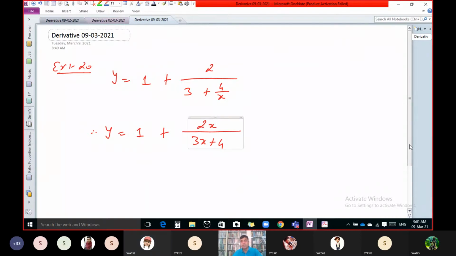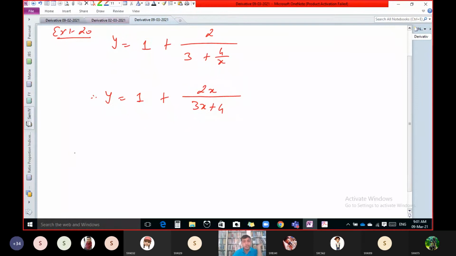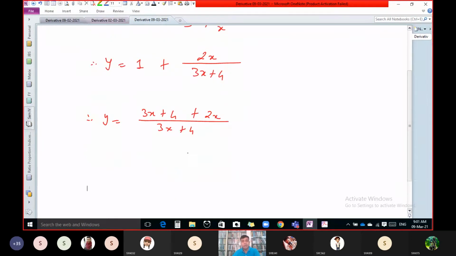Now, once again take 3x plus 4 LCM. Taking 3x plus 4 LCM, what do we get in the numerator? 3x plus 4 plus 2x. And ultimately we get 5x plus 4 in the numerator and 3x plus 4 in the denominator.